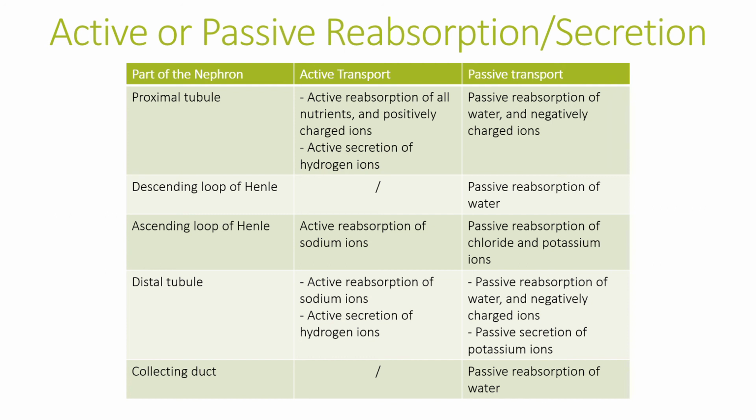The second part, which is the descending loop of Henle, does not use any active transport. However, it uses passive reabsorption of water by osmosis. The ascending loop of Henle uses active reabsorption of sodium ions and passive reabsorption of potassium ions. The distal tubule uses active reabsorption of sodium ions and active secretion of hydrogen ions. It also uses passive reabsorption of water by osmosis and negatively charged ions such as chloride and bicarbonate. It also uses passive secretion of potassium ions by electrical attraction to chloride ions.